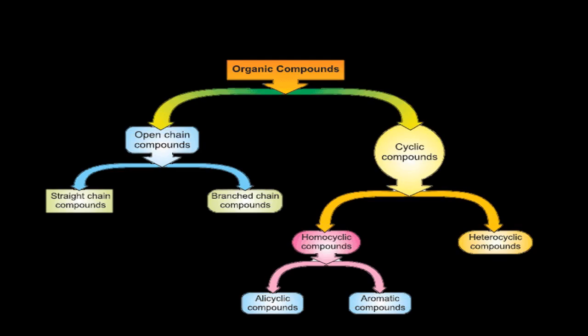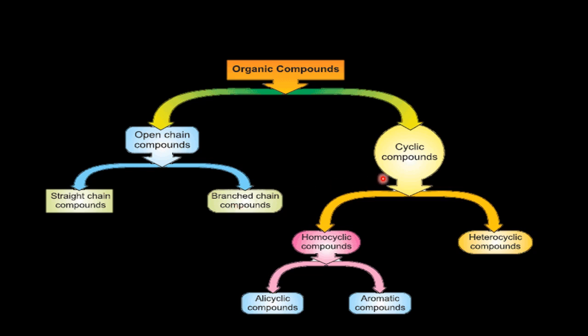Now it's time to revise the classification, and I hope that you will also join me in it. So, first of all, organic compounds. Organic compounds are the compounds having carbon, hydrogen and oxygen in them. After that, there are open chain compounds or cyclic compounds. Open chain compounds include straight chain compounds like butane. And if I talk about branched chain compounds, I will say 3-methyl or 2-methyl butane, as we know that branches should be named separately.